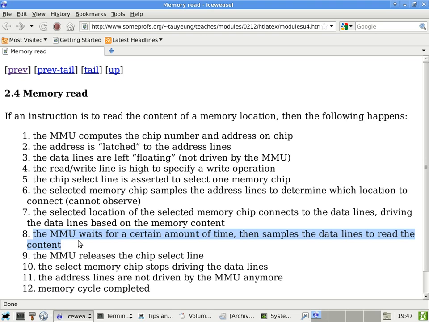Okay. And after that, the MMU will release the chip select line, telling the memory chip, okay, you don't have to pay any attention anymore, don't drive the data line anymore. Then the address lines are no longer driven by the MMU because there's no need to drive the address bus anymore, and the memory cycle is now completed. Are we doing okay with all the different steps and how they connect?